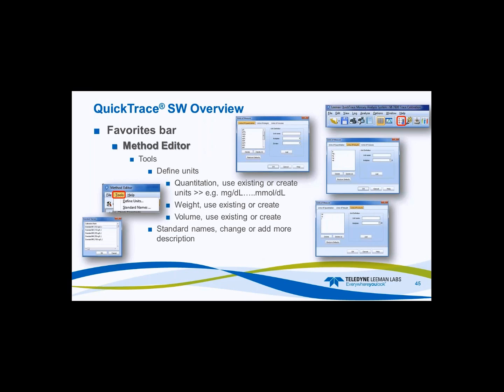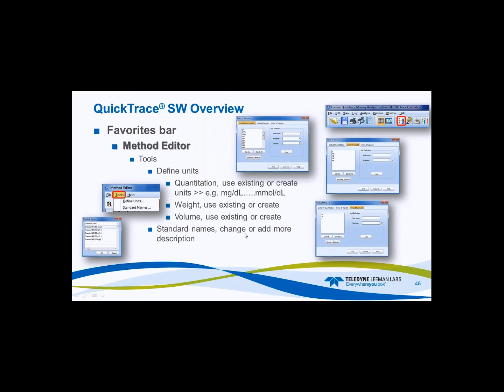So this is what happens when you go into tools and define units. So here you have quantitation. You can use what's in here, or you can create your own. We use this for, say, clinical labs where they may have millimoles per deciliter or milligrams per deciliter, and whatever reporting criteria they have within those types of laboratories, you can create those here, and then you can save them. So you can define your own units.